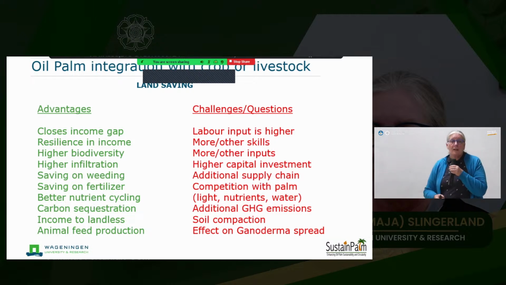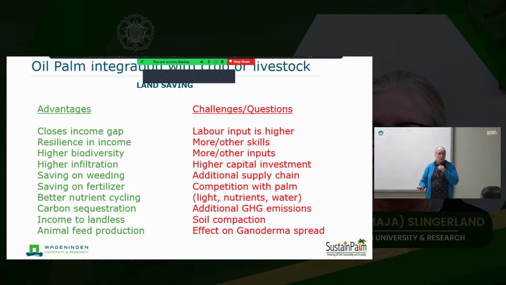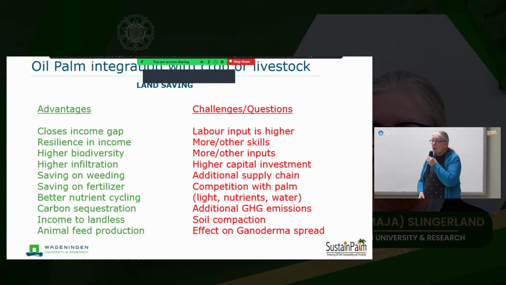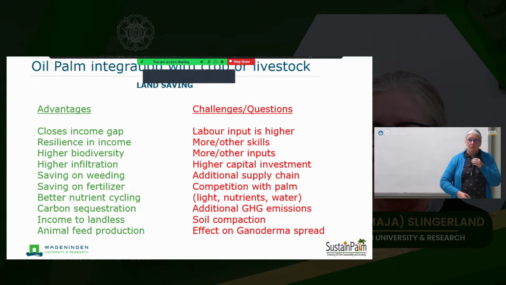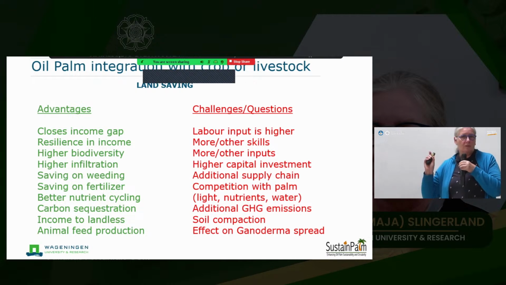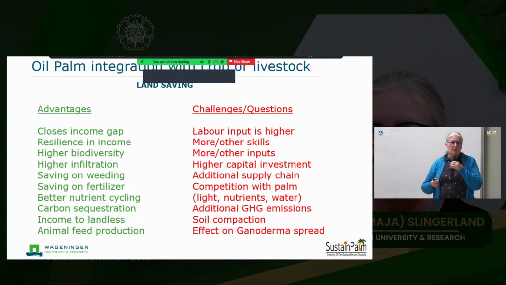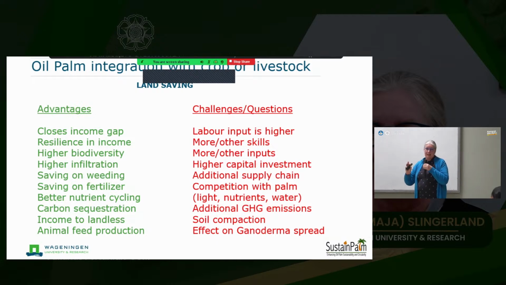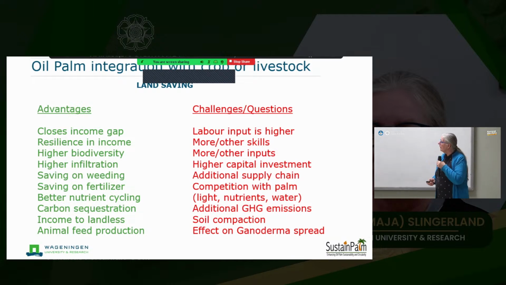It may have additional greenhouse gas emissions because the manure may emit methane or CO2 to the air. And also if you put fertilizer on your crop, it may also lead to greenhouse gases. So it's not free. The soil may compact if you have the cattle walking around. There are studies, it seems not serious, but we need to study it. And the last point that came up just the first year that we talked to the farmers: the effect on Ganoderma. The disease was not part of the program, but now we have to look at it because we didn't realize it was an important problem.